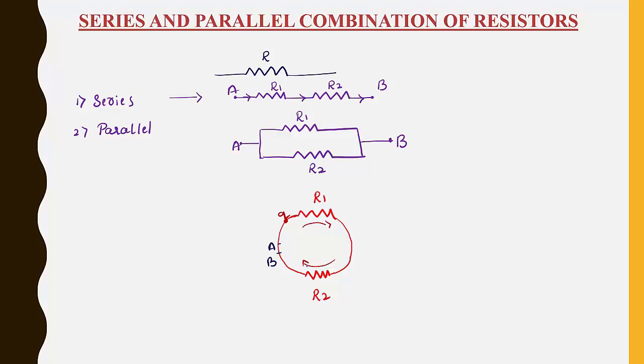So whether they are connected in series or parallel depends completely upon the location of the endpoints A and B. This is very important. Either they are connected in series or in parallel, it completely depends on the location of the endpoints A and B. Right? So now we can derive the series and parallel combination of resistors.